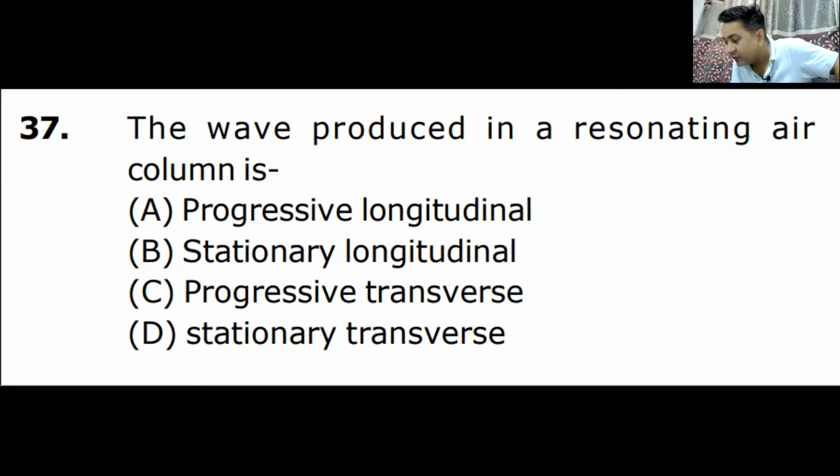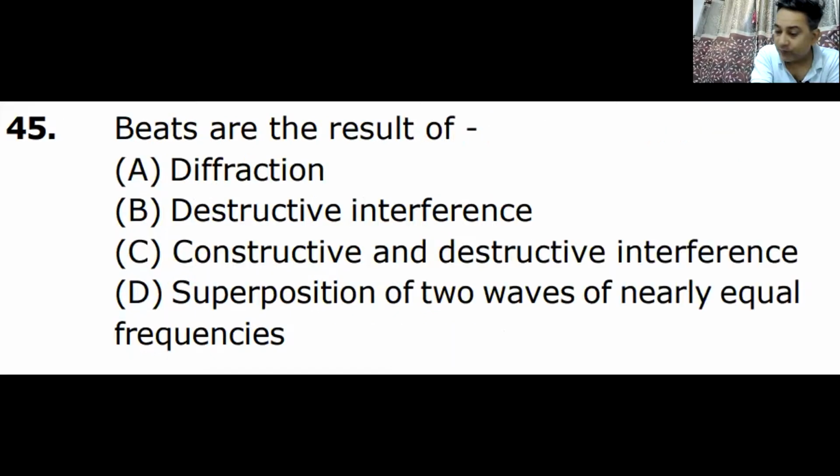Which is the correct option? Obviously, it is from A and B, and we know the answer. What is the answer? It is progressive or it is stationary? It is definitely longitudinal. Which one is the correct answer, bacha? Yes, this time the answer is B. You don't have progressive waves, you don't have moving waves in an air column. You only have stationary waves in an air column, and that too of longitudinal type.